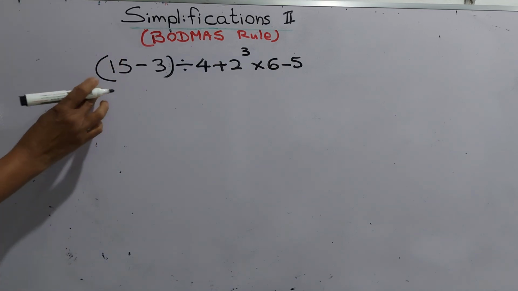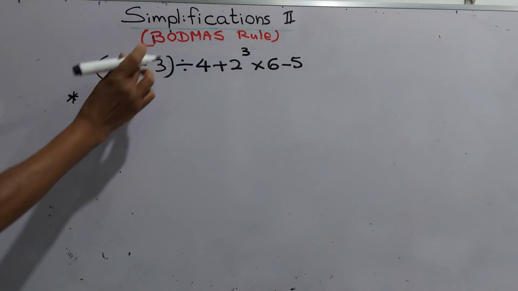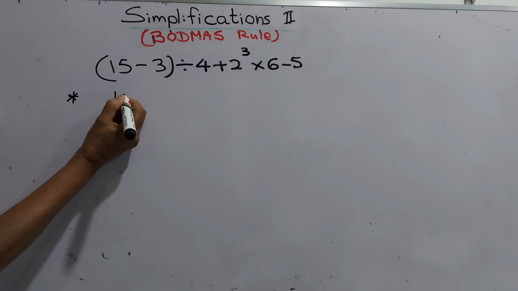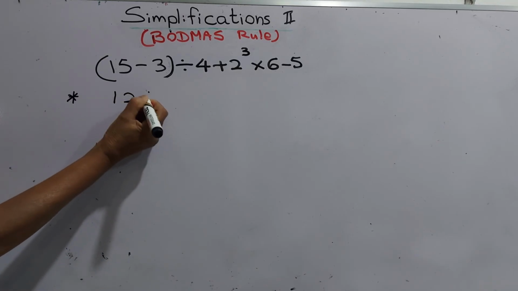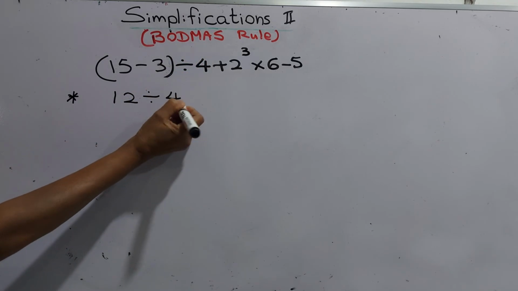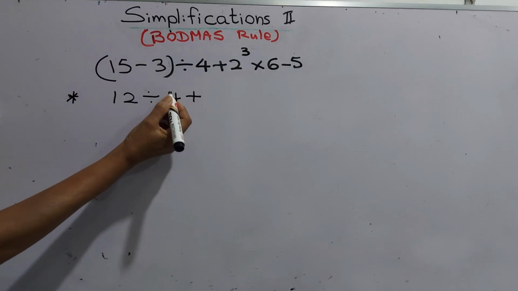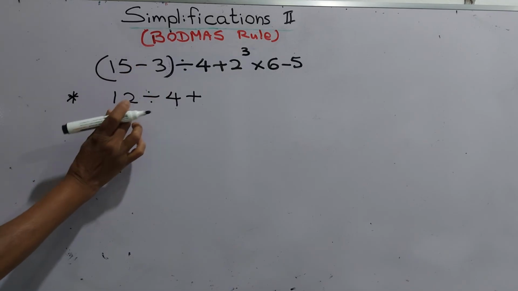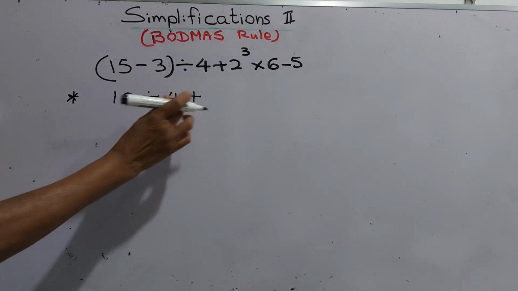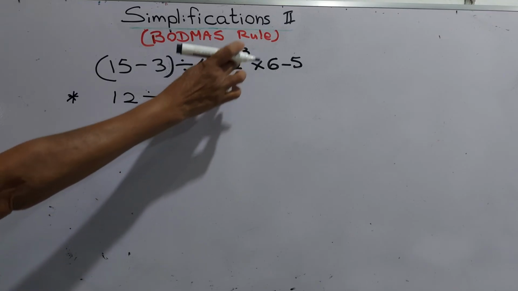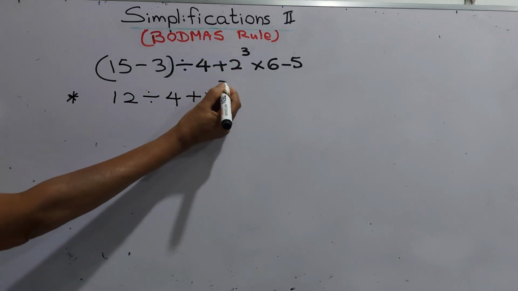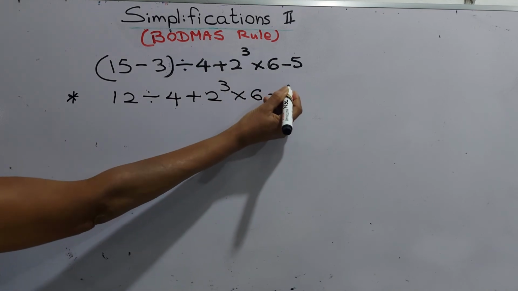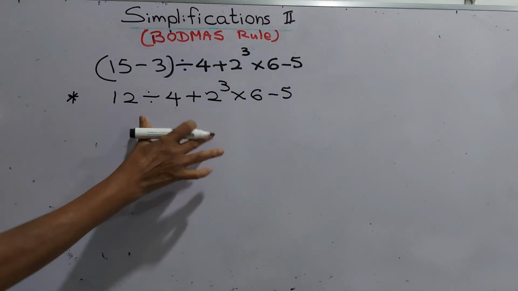This is the first step. B, brackets. 15 take away 3, that is 12. We'll write the sum as it is. Brackets, 15 take away 3, 12, divide by 4, add 2 to the power 3, multiply by 6, subtract 5. That is the first step.